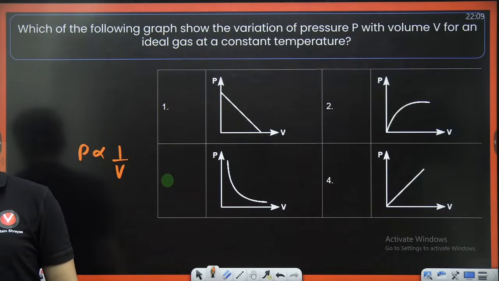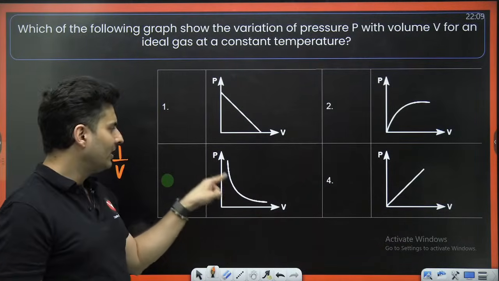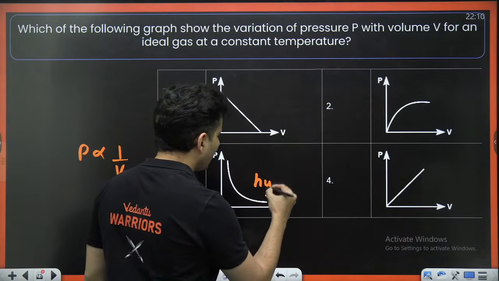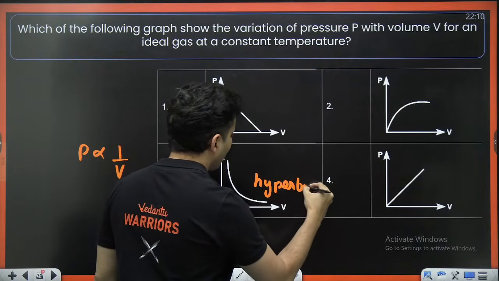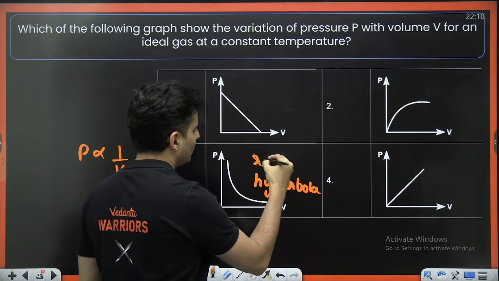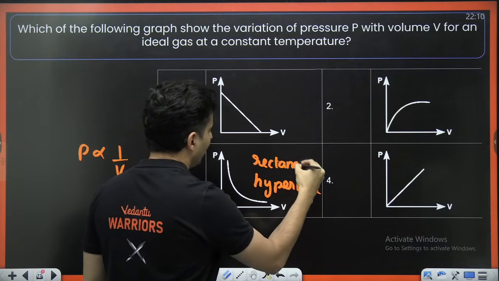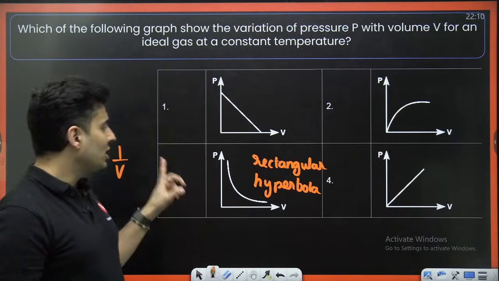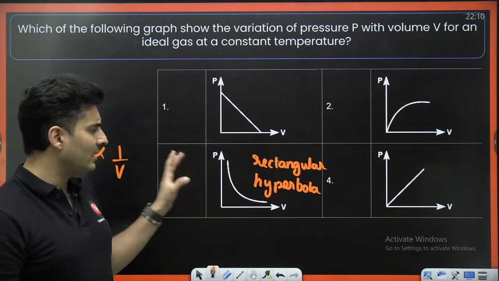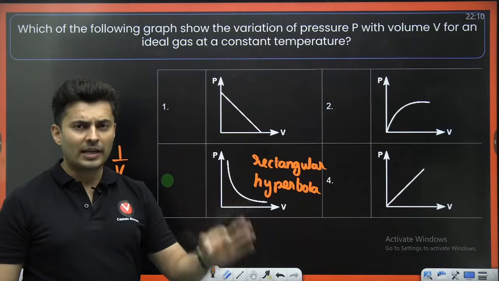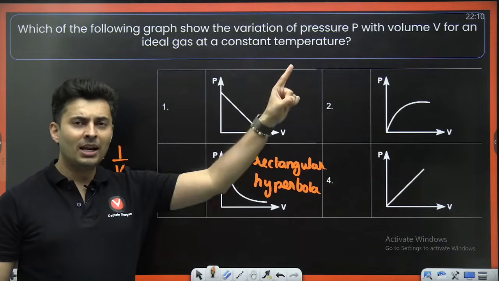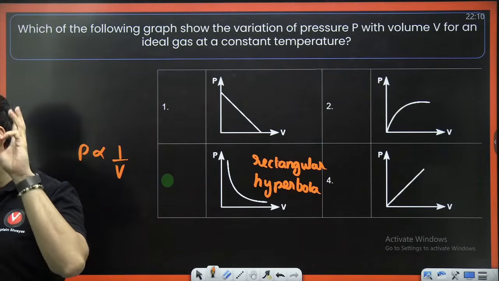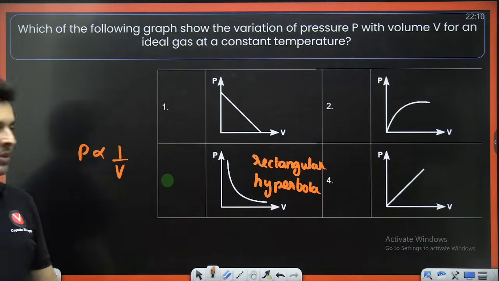Oh, by the way, does anybody know the shape of this graph? It's a hyperbola. And this specific hyperbola is actually called a rectangular hyperbola. Remember this shape. Sometimes they might ask you, the shape of the PV graph in an isothermal process: is it an ellipse, circle, rectangular hyperbola, or straight line? Immediately you will mark rectangular hyperbola. Is that okay?